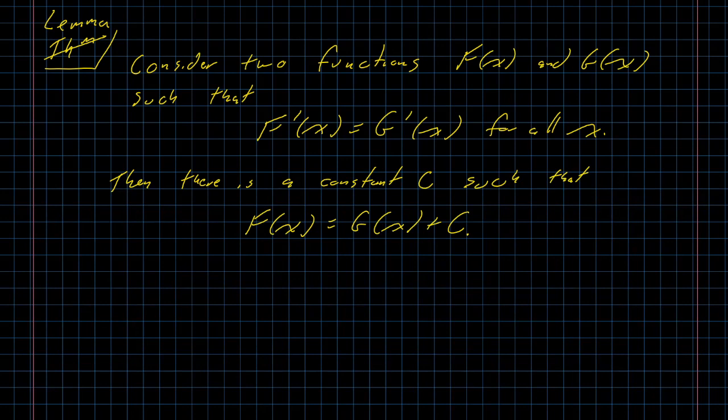Consider two functions. I'll call them big F of x and big G of x, such that the derivatives f prime of x and g prime of x are equal for all x, or even just for all x in some interval where we care about things. If that is the case, then I claim that there is a constant c such that the original function f of x is equal to g of x plus c. Now, c might be positive, might be negative, but it is constant. So plus or minus doesn't really come into consideration.